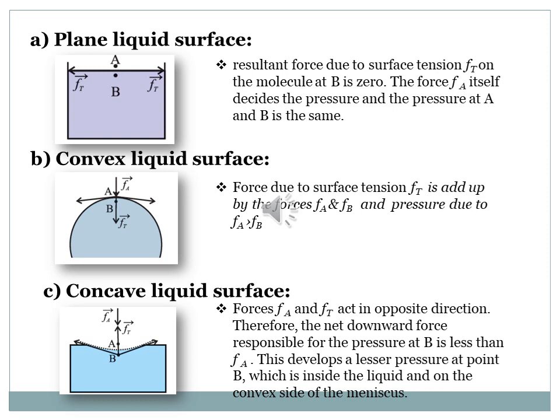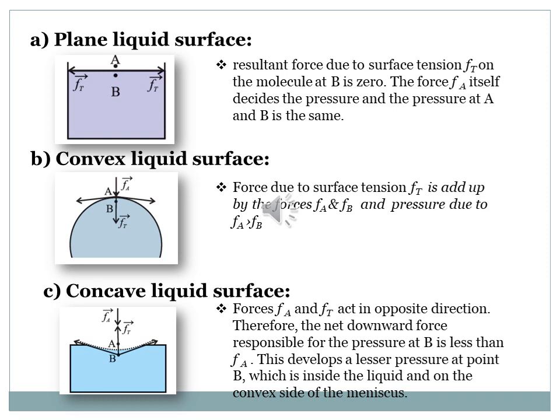And at molecule B, what should it be? It is 0. So the force at A, which is Fa, is completely decided by the pressure, and the pressure at A is equal to the pressure at B. You can say that it decides the pressure. So Fa and Fb are the same, so the pressure will be the same.